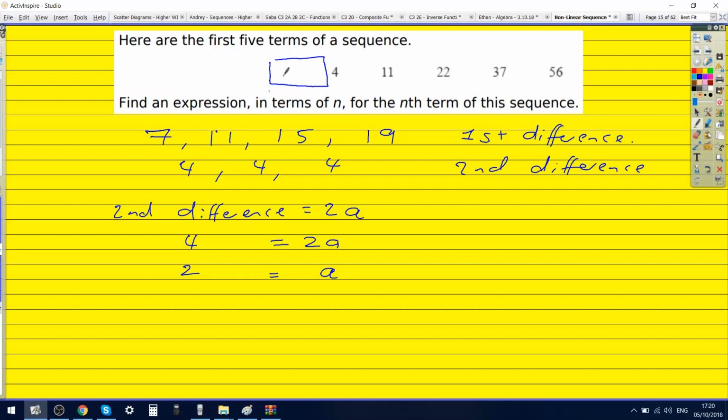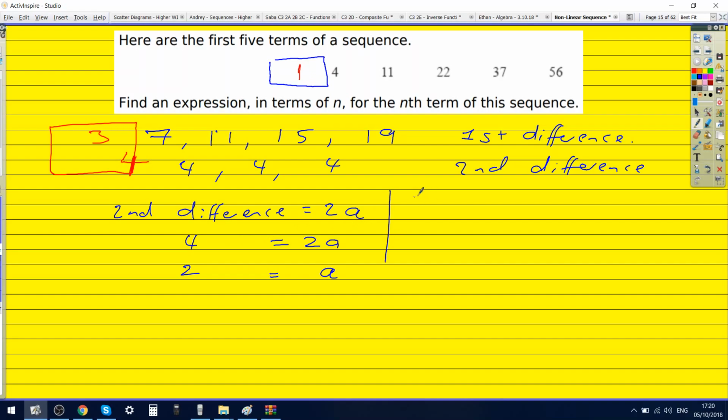Any idea what the term before 4 would be in this sequence then? If we go back to here, it was going up by a change of 4 each time in the second difference. So what would go before the 7? A 3. And what would go before the 4 up here? 1, that's it. And we said that u0 is c, so c is 1.